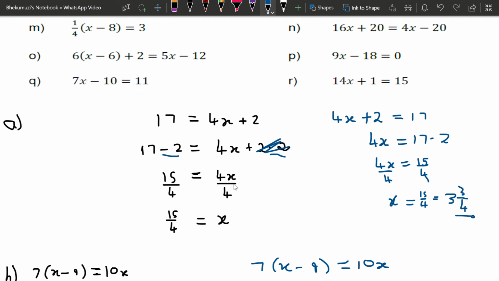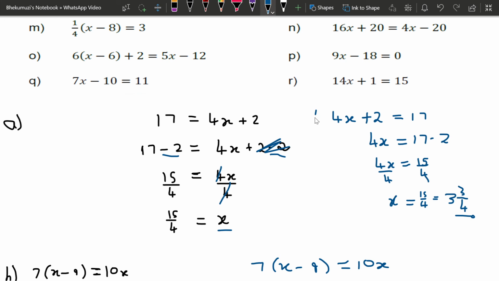So what do you need to do to get x? You divide by 4 so that these two can cancel each other out, so you'll be left with the x. Whatever you do on the left hand side, you must do on the right hand side. So we divided by 4 here and we divided by 4 there, and you will be left with 15 over 4 as your final answer.